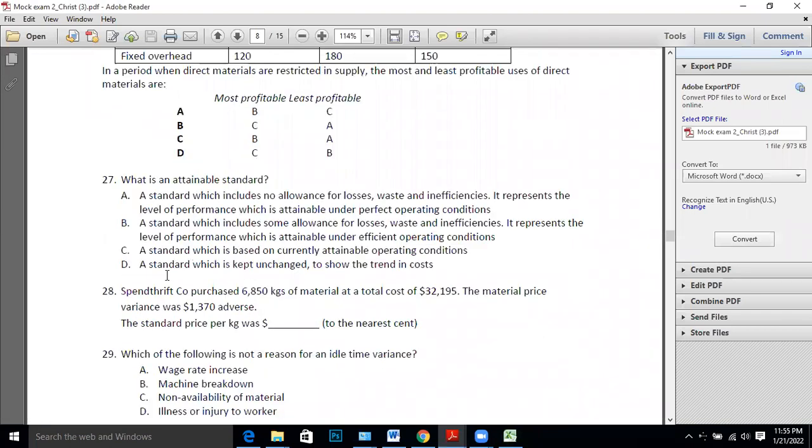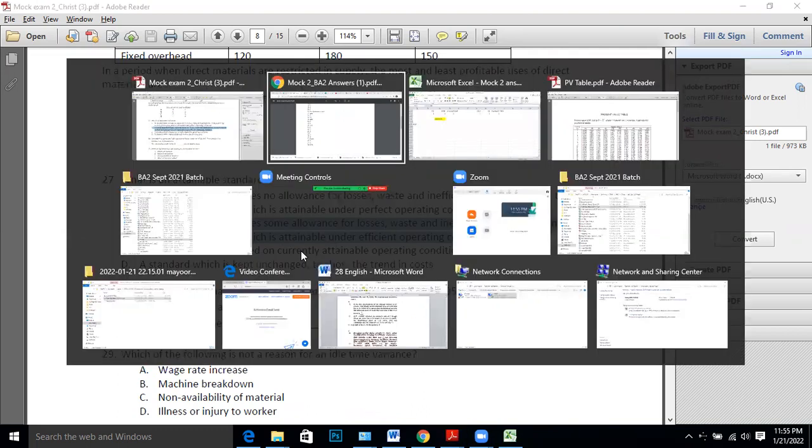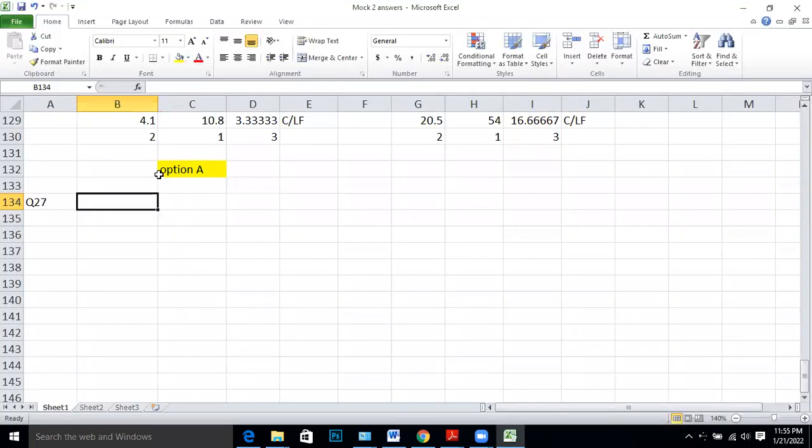27. What is an attainable standard? A standard which includes no allowance, wrong. A standard which includes some allowance for losses, waste and inefficiencies, yes. Option B is right. Straightforward theory question.